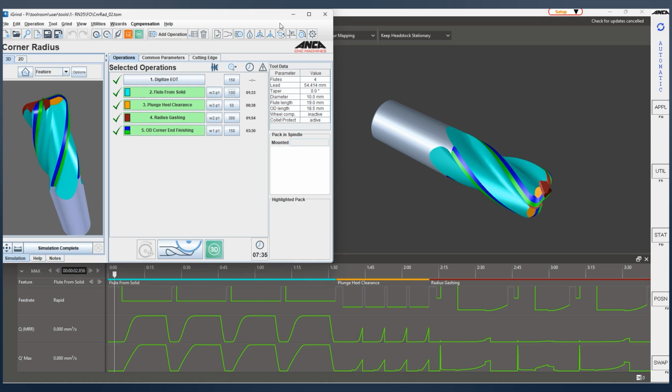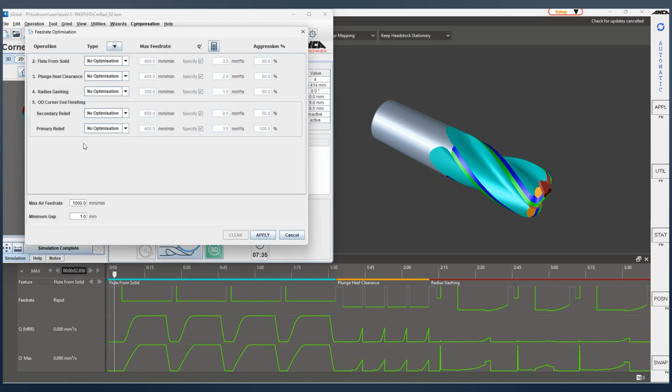So what feed rate optimization does is it gives you an option to do all, which means air and grinding both, or you can do air only and grinding only. Now if I do all, sometimes in finishing operations like primary relief, etc., you want to do air only, and for grinding you want to go at a particular feed rate.